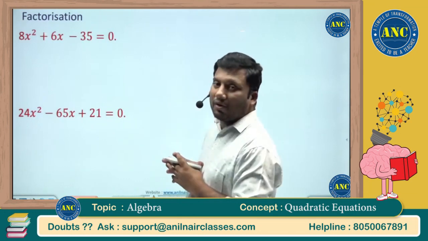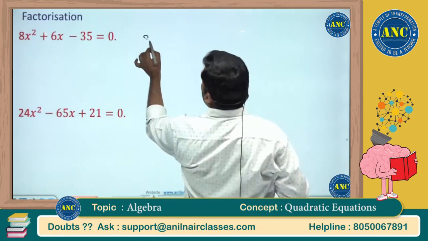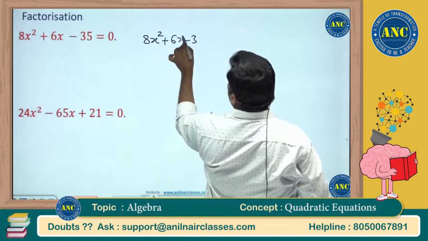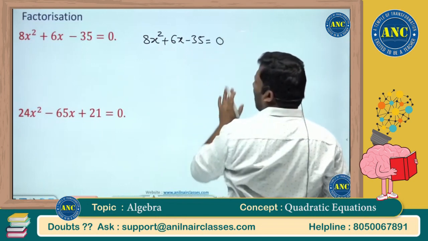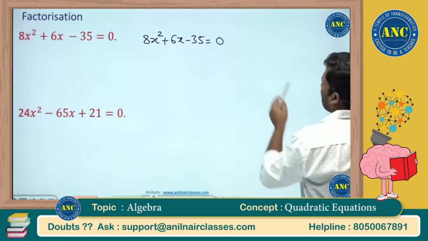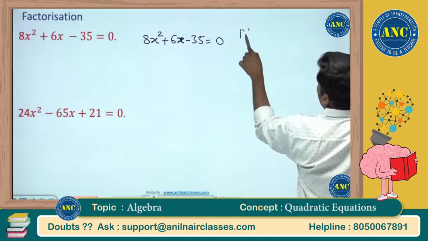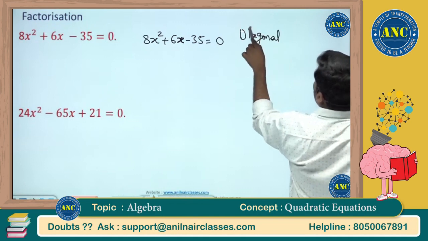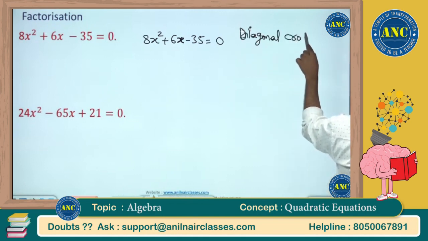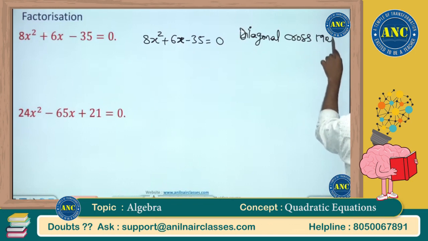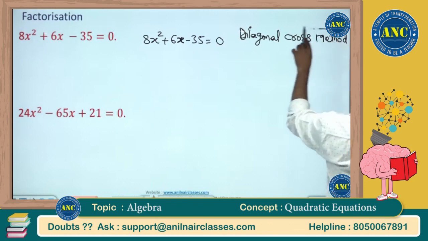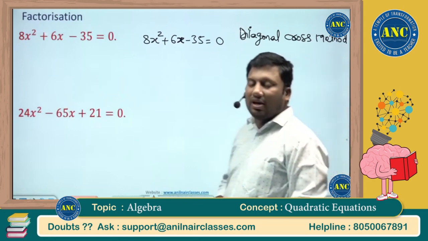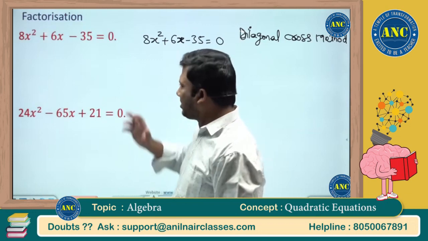There is a quadratic equation given to you: 8x square plus 6x minus 35 equal to 0. What is the concept that I am using? An age-old concept. The name of the concept is the diagonal cross method. The diagonal cross method will help us find the roots very, very easily, or help us find the factors for this quadratic expression. What is the diagonal cross method? Let me discuss in detail.